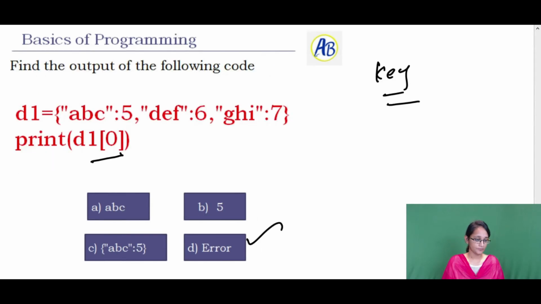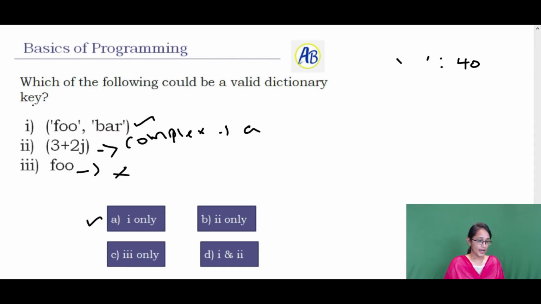You can move to the previous example. You can see this is the key and this is the value. The key is represented by using single quotations or double quotations. So here the correct option is I only.